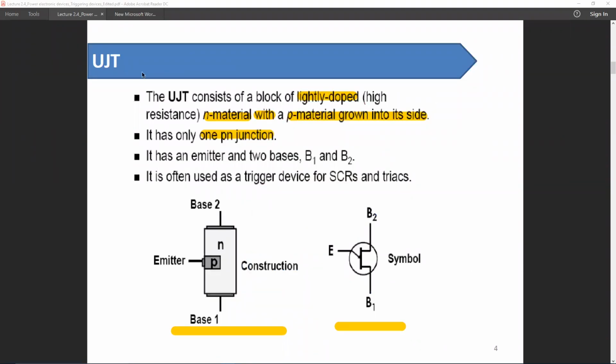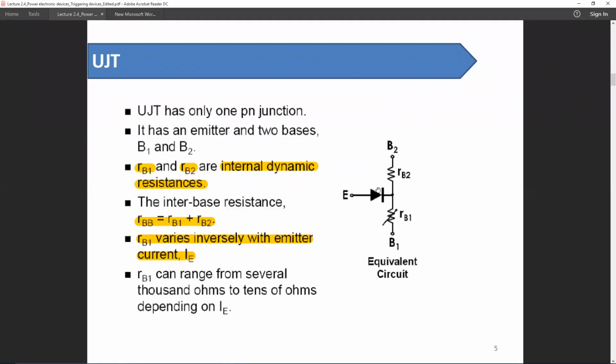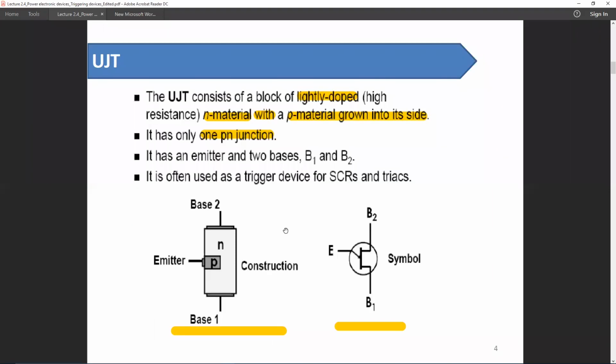The first device is UJT, namely unijunction transistor. This is called a unijunction transistor because this literally has only one p-n junction. It has a diode-like structure, but the N region is larger and lightly doped. So this can be modeled by a p-n junction and some resistance.